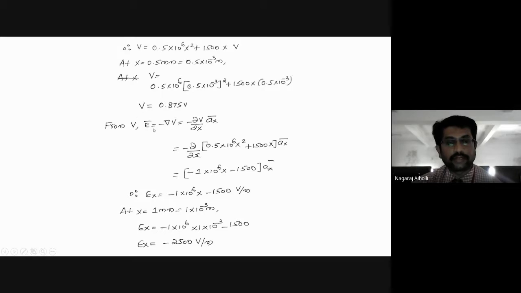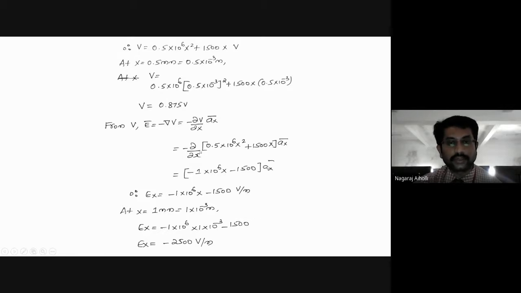Next we have to find the value of E. We know the equation E is equal to minus del V. This is one of the familiar equations. It is in terms of dou V by dou X AX bar. Y and Z are 0 because V is a function of only X. Therefore, it will be minus of dou V by dou X AX bar. If V was a function of Y and Z, then it would have been minus of dou V by dou X AX bar plus dou V by dou Y AY bar plus dou V by dou Z AZ bar. But here it is a function of only X.